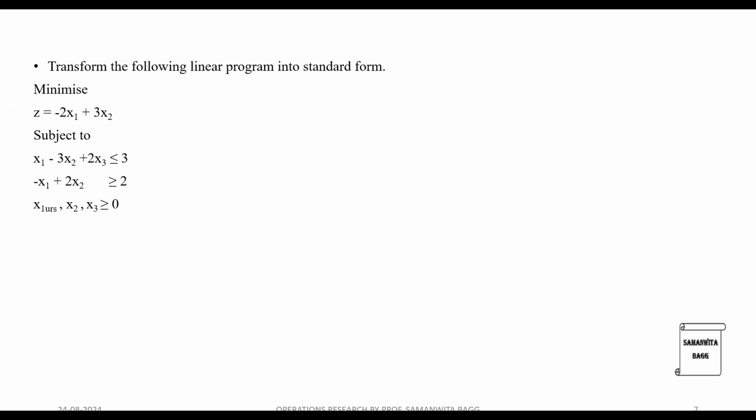So now we will try to transform the following linear program into standard form. The question is: minimize z is equal to minus 2x1 plus 3x2, and it is subject to two constraints. You can see here x1 is unrestricted, x2, x3 are greater than or equal to 0. So how do we solve this?